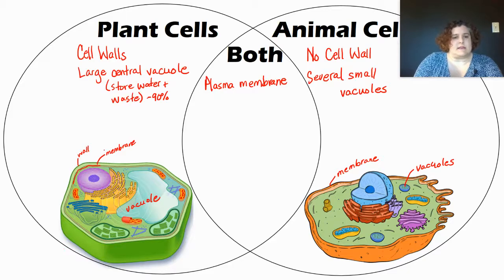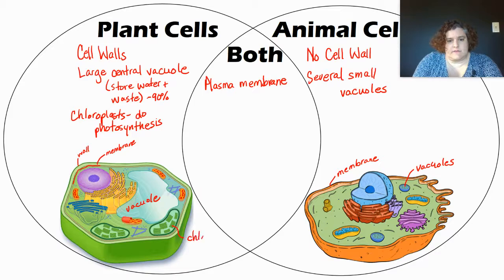The other thing that plant cells have that animal cells do not is chloroplasts. And chloroplasts do photosynthesis. So here's your chloroplast. When you see it pictured, it's going to have these little things in here that look like a stack of coins. That's an extra membrane where photosynthesis actually happens.